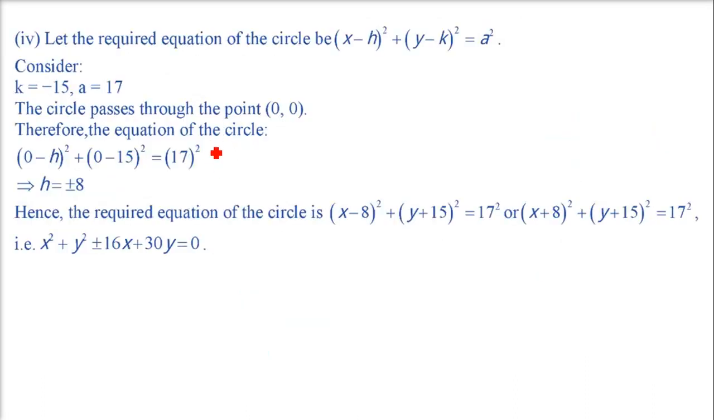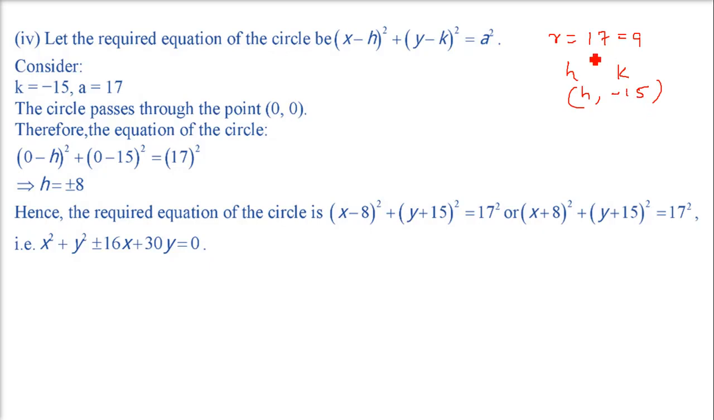The fourth part is saying passing through the origin, radius is 17 and the ordinate of the center is minus 15. First is radius, which is 17, which is our a. Ordinate of the center is minus 15. So h and k, this is abscissa, this is ordinate. This is given as minus 15. This we don't know, so let us write it as h comma minus 15.